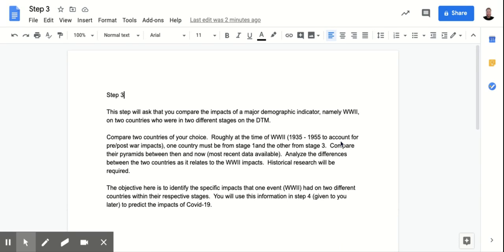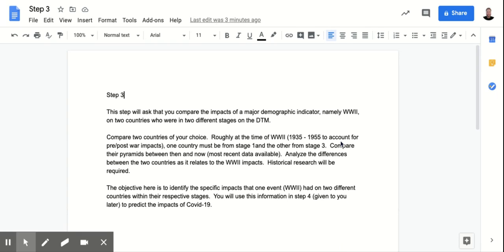This step will ask you to compare two different countries who at the time were in two different stages. So for example, let's say the US and Germany, the two major players in World War II, and that's the time period that you'll use. And you'll see the difference between the impact it would have on one event. So it's the same event, and the impact it would have on two different countries.